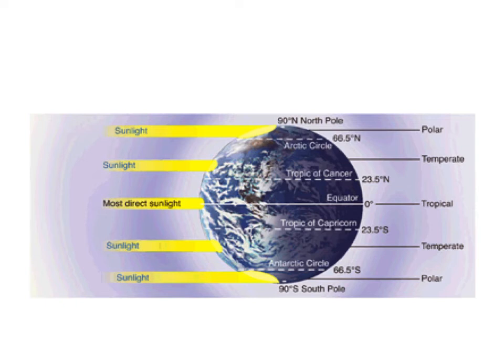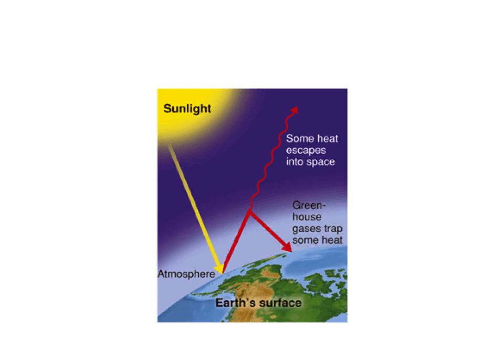Okay, and here's a diagram of the sunlight. Notice how the top and the bottom two, the angles are very steep. They're not getting much sunlight. And then see in the middle, the tropical zone, it's getting sunlight directly on it. And then here's a diagram showing the greenhouse effect. What's happening is the sun's energy comes in, and some of it becomes trapped, and some of it escapes into space. But we trap some of the heat, allowing the Earth to be warm enough to survive.